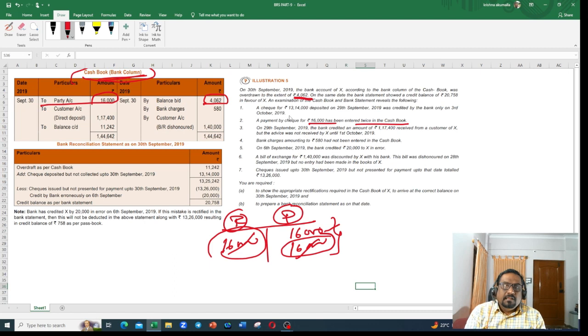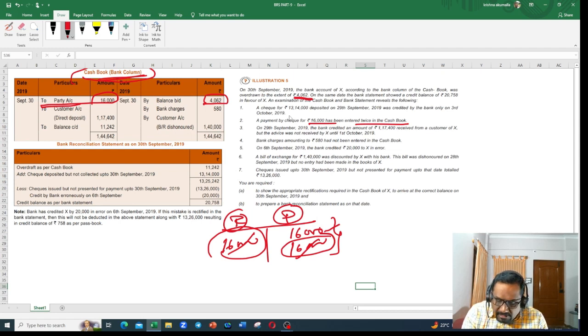So see here, to party account, 16,000. Clear? We paid to the supplier account. You can say no need to say party account also. You can say supplier account. When do we make the payment in the cash book? When do we write on the payment side of the cash book? When we make the payment to the suppliers, right? So you can say by to supplier account, 16,000, and you can rectify. Are you clear so far?